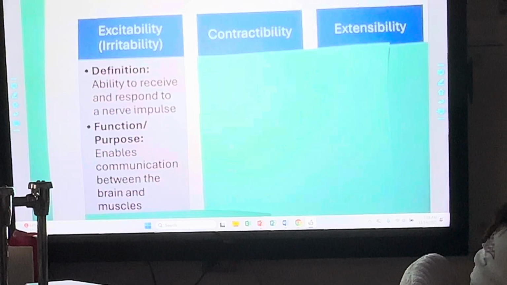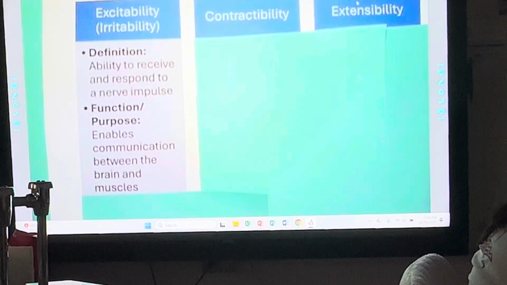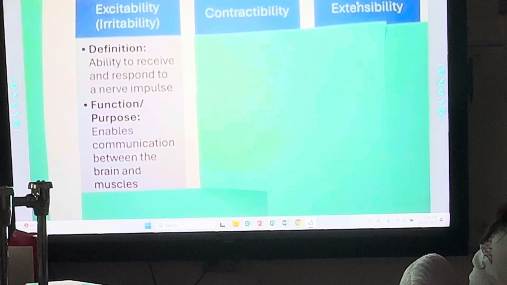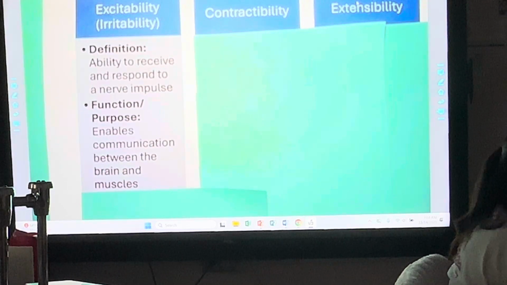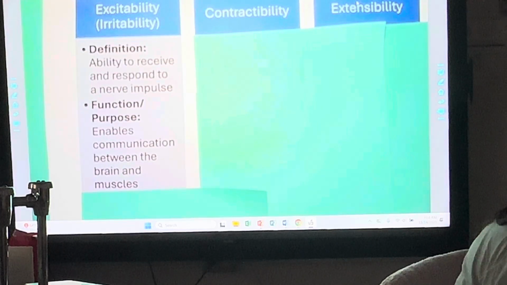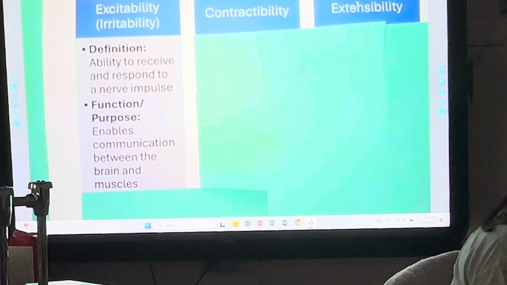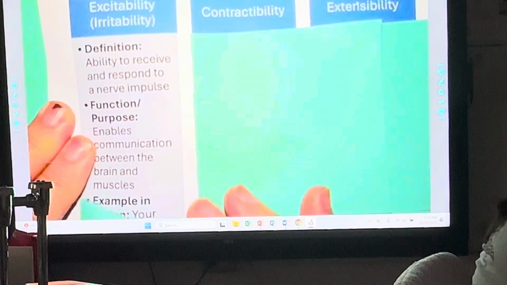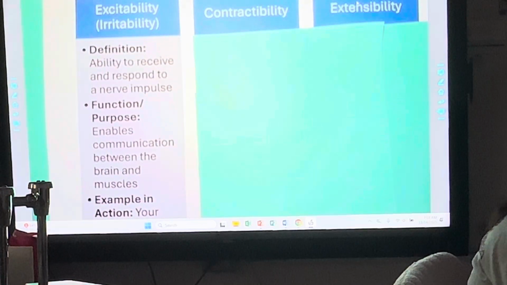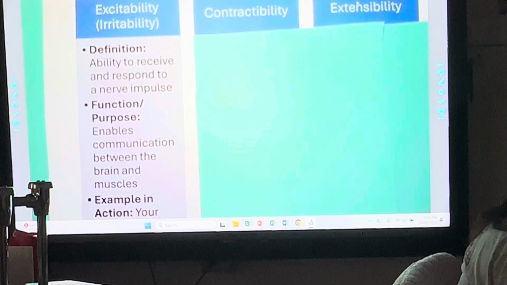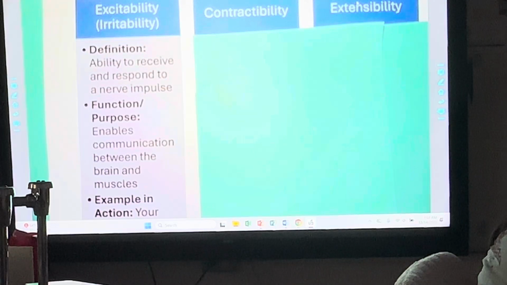Why do we even care about this? Well, this enables communication between the brain and the muscles. This is what makes it possible to get the message from the brain that says get up and walk around the room to the muscles that actually do the action. So an example in action, your biceps will contract when your brain signals to lift that weight you're trying to pick up. That's pretty easy, right?